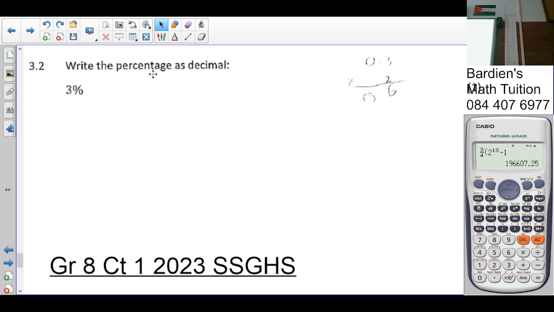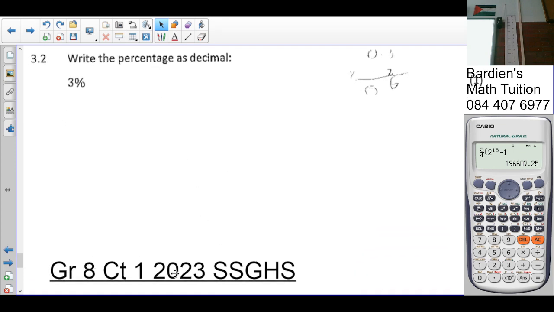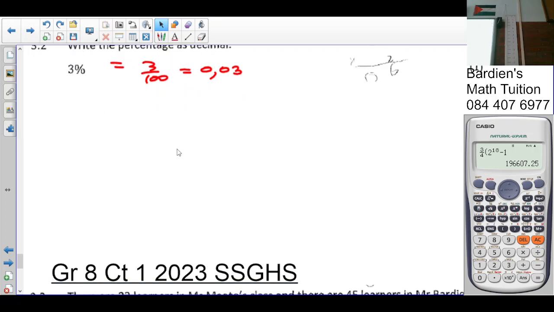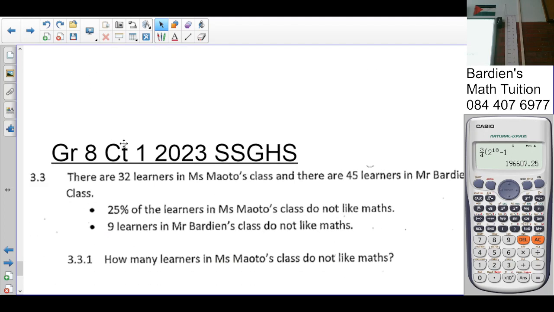Right? The percentage as a decimal. 3%. That will be 3 over 100. 3 over 100 is 0.03. Or you could have just said 3% divided by 100 is going to be 0.03. Many wrote 30%, or 0.30 for some reason. That would have been 30% would have been 0.3.